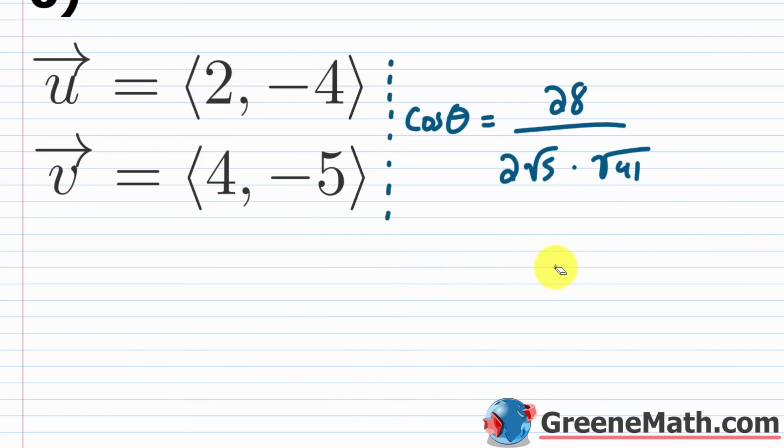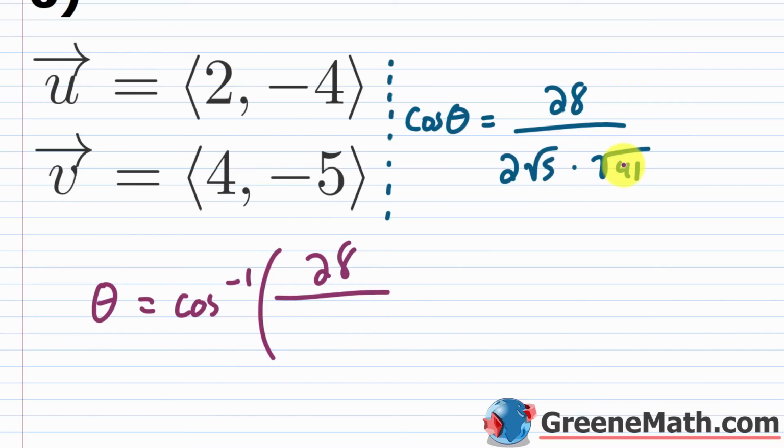Okay, so you could just key this into your calculator and say that theta is equal to the inverse cosine of 28 over, now you could multiply this together, 5 times 41 is 205, so you could say this is 2 times the square root of 205. It's not necessary, but it might make it a little bit easier to punch into your calculator. Again, that's really personal preference.